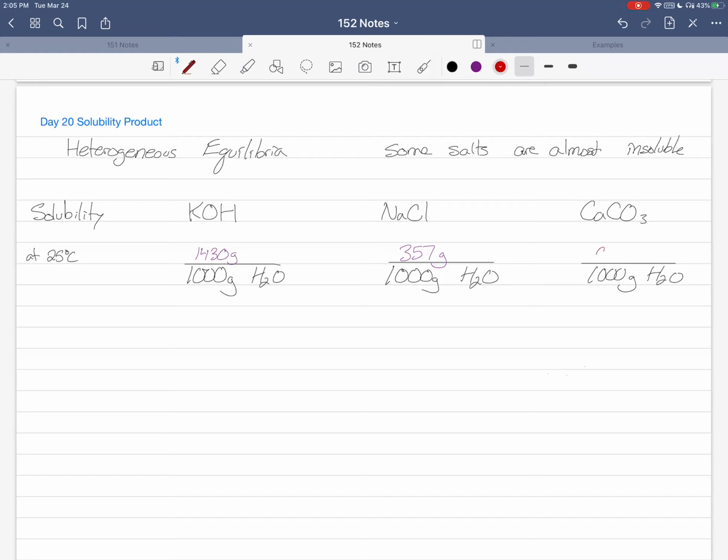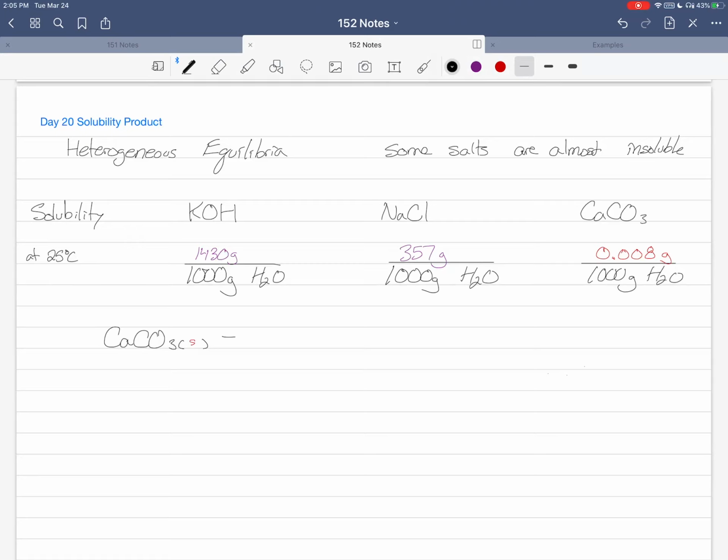However, only 0.008 grams of calcium carbonate dissolves for every 1,000 grams of water. That's a lot smaller, right? That's 8 milligrams. All right, so what do we have here? Calcium carbonate is generally thought of as an insoluble salt.